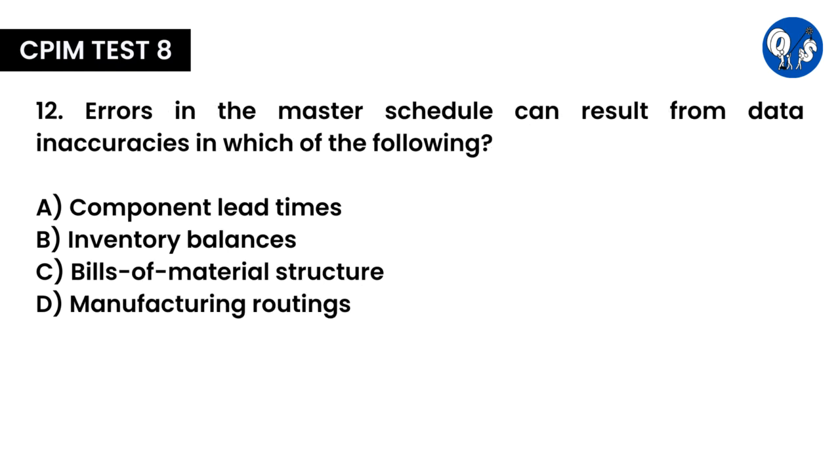Question number 12. Errors in the master schedule can result from data inaccuracies in which of the following? A. Component lead times, B. Inventory balances, C. Bills of material structure, D. Manufacturing routings. Here the correct answer is B. Inaccurate inventory balances can cause errors in the master schedule by leading to incorrect assumptions about available stock. This may result in overproduction or stockouts. Accurate inventory data is crucial for reliable scheduling.